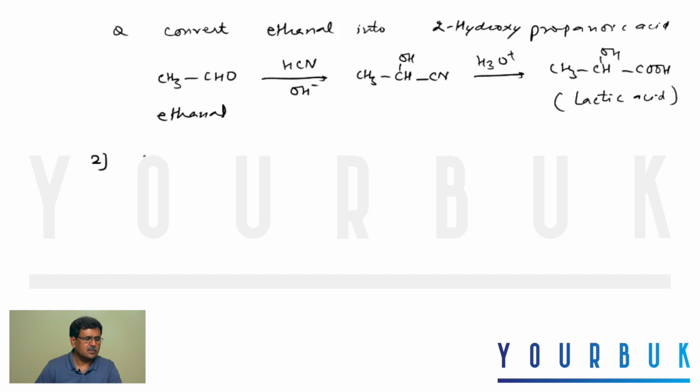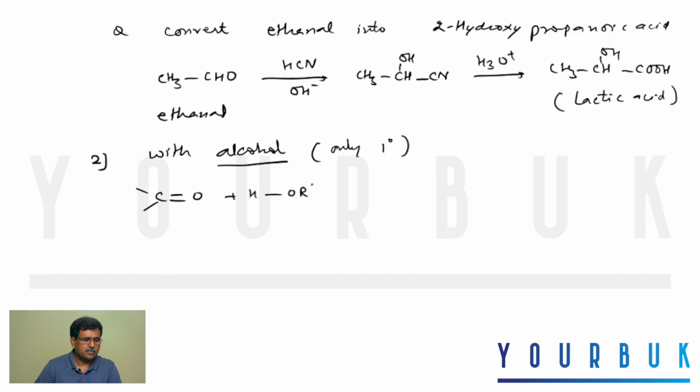Now the second reaction is the reaction with alcohols. And only primary alcohols give this reaction. Only 1-degree alcohols, because they are the most acidic, they can release H plus ion very easily. Now this is the carbonyl group. On reaction with alcohol, this is a primary alcohol, a monohydric alcohol, containing only one OH group, in acidic medium HCl, it gives this product. The addition takes place. H adds to oxygen and this negative group adds to the carbonyl carbon.